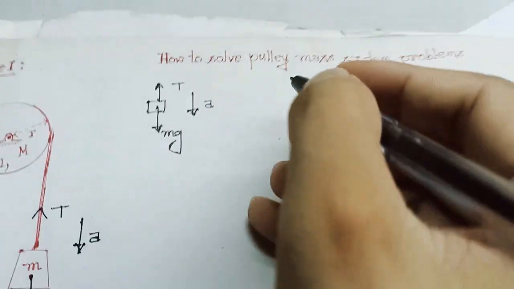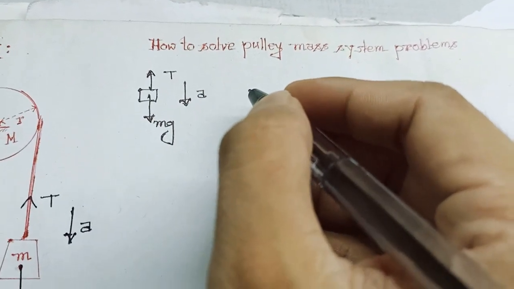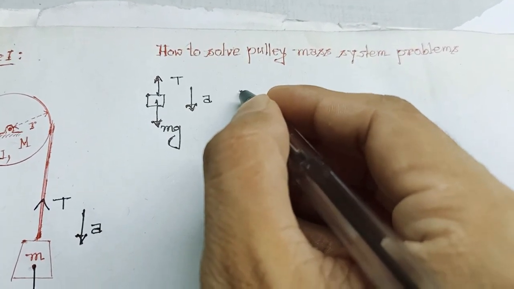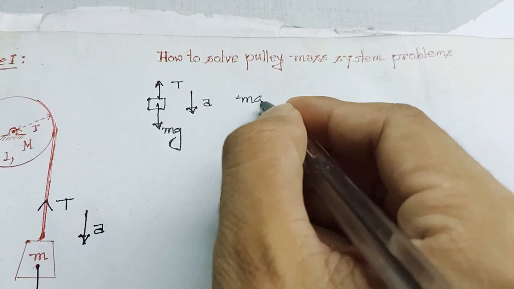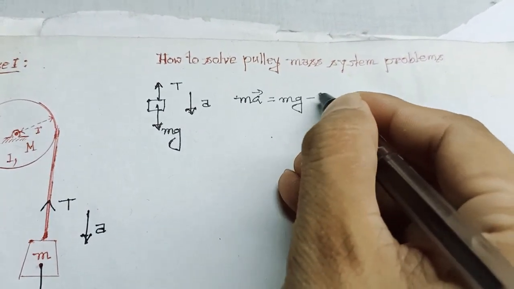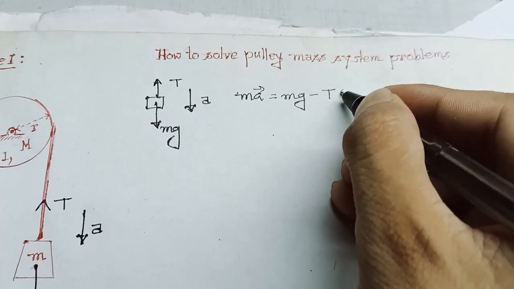So from this FBD, we can write the equation of motion of the system. The net force F equals ma. So ma will be equal to mg minus T. So this is our equation number 1.